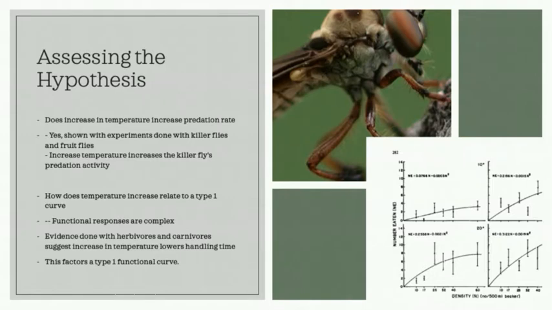This can be related to a type 1 functional curve because when looking at evidence from the herbivores as well as carnivores, which is shown in the graph to the right, it is shown that as the temperature increases, this allows the handling time to become more of a linear trend when looking at the curves of the functional response types. This is why, as the temperature is increased, the functional response curve is shifted towards that of a type 1 curve, which can be seen in the graphs to the right.